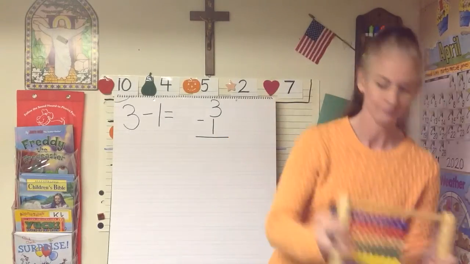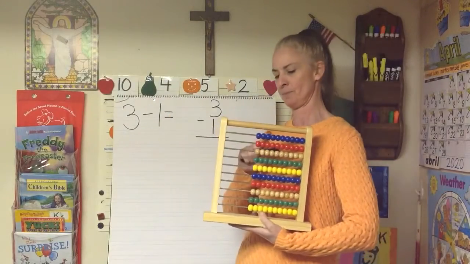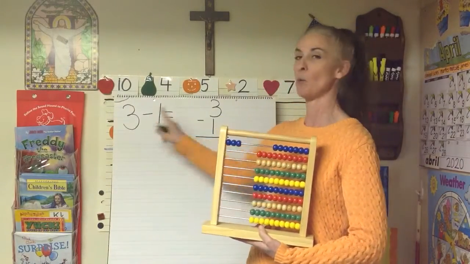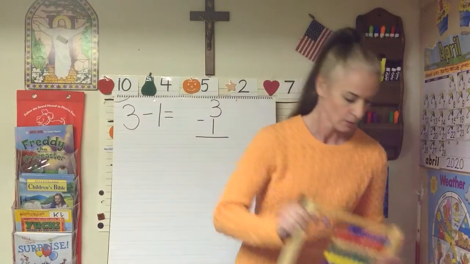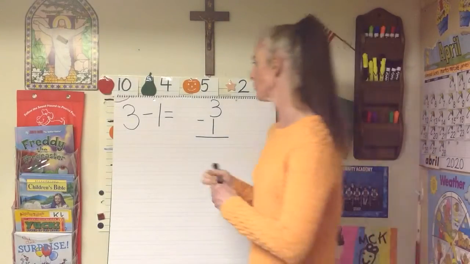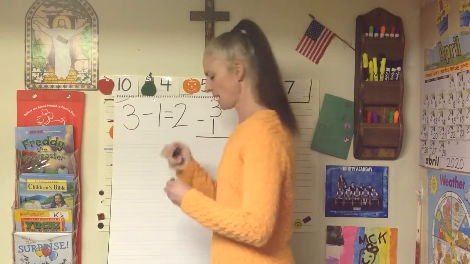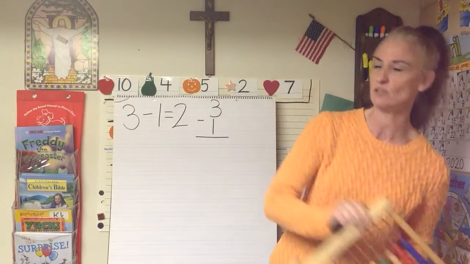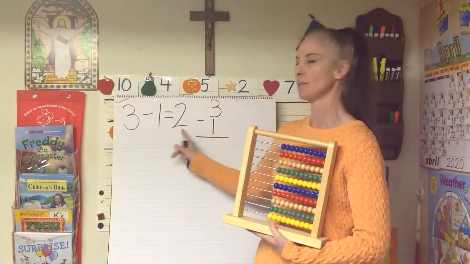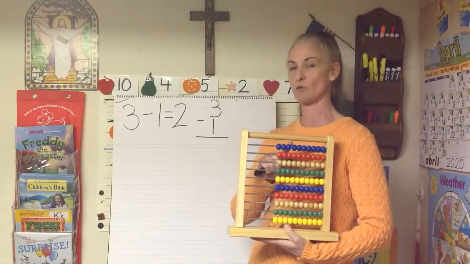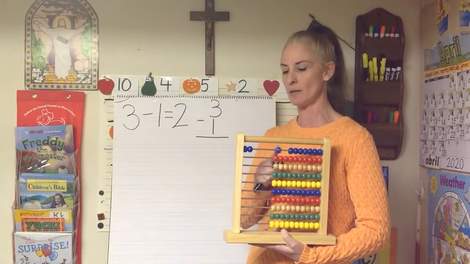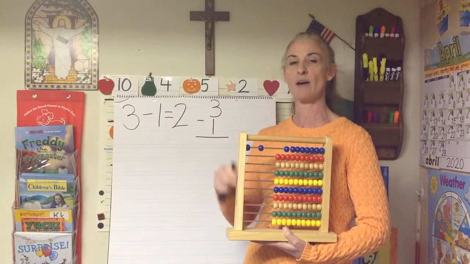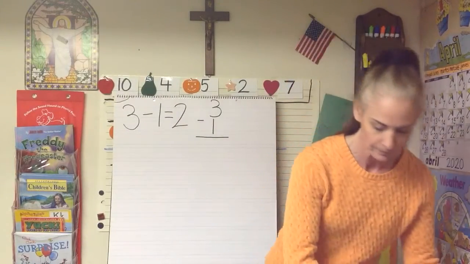So, we have 3. We need to take away 1. How many are left? 1, 2. So our difference is 2. Now we'll take the same subtraction action sentence and see if we get the same difference. 3, still starting with 3, minus 1, I'm still taking away 1, and look at that, I still have 2 as my difference.